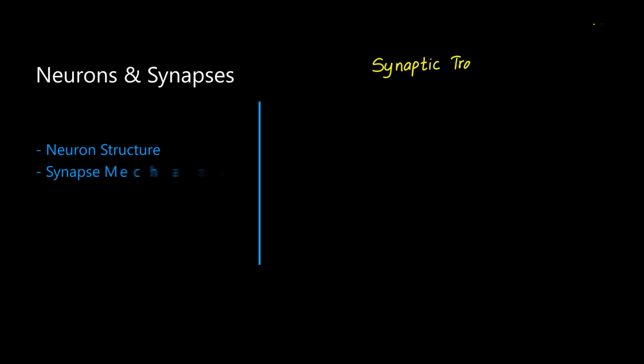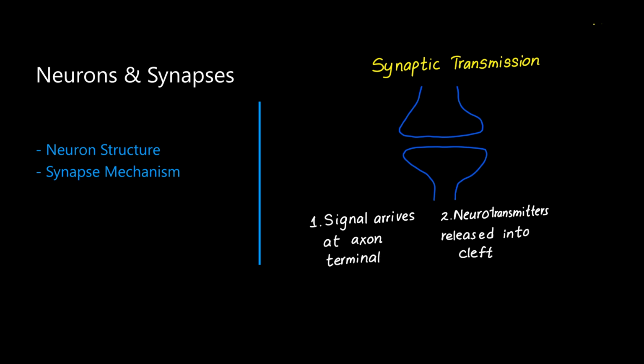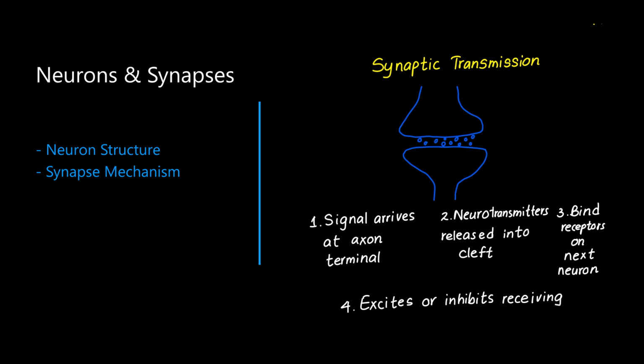The synapse itself is worth pausing on. When an electrical signal reaches the end of an axon, it triggers the release of neurotransmitters into the synaptic cleft. These chemical messengers drift across the gap and bind to receptors on the next neuron. That binding either excites or inhibits the receiving cell. The whole process takes milliseconds. Your exam may describe this sequence and ask which step is disrupted.